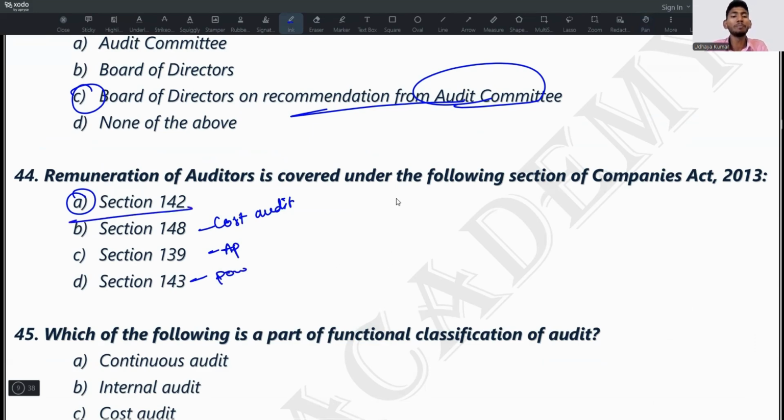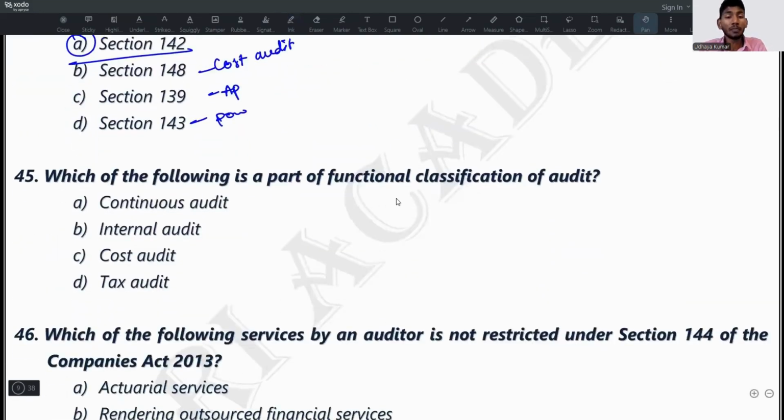Moving to question number 45. Which of the following is a part of functional classification of audit? Here you must be careful. You might feel the answer is cost audit or continuous audit. But the right option is internal audit, because internal audit is a part of the functional classification of audit. Internal auditing is an independent and objective process that helps organizations improve their operations and achieve their goals. It involves evaluating and improving the effectiveness of risk management, control, and governance processes. So the right option is internal audit.